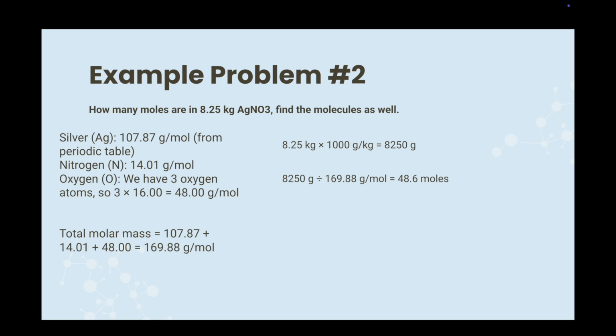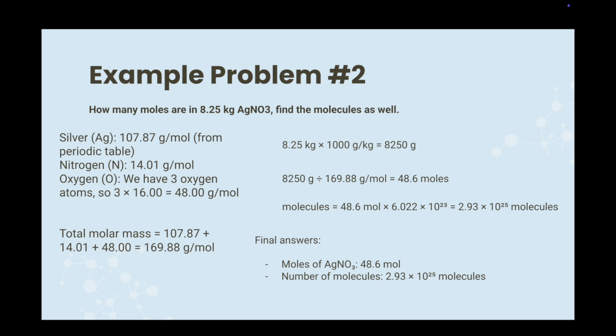Now we need to convert moles to molecules. So molecules equals moles times 6.022 times 10 to the power 23 molecules. So molecules equals 48.6 moles times 6.022 times 10 to the power 23, which gives us 2.93 times 10 to the power 25 molecules. Therefore, our final answers are: moles of AgNO3 is 48.6 moles, and the number of molecules is 2.93 times 10 to the power 25 molecules.